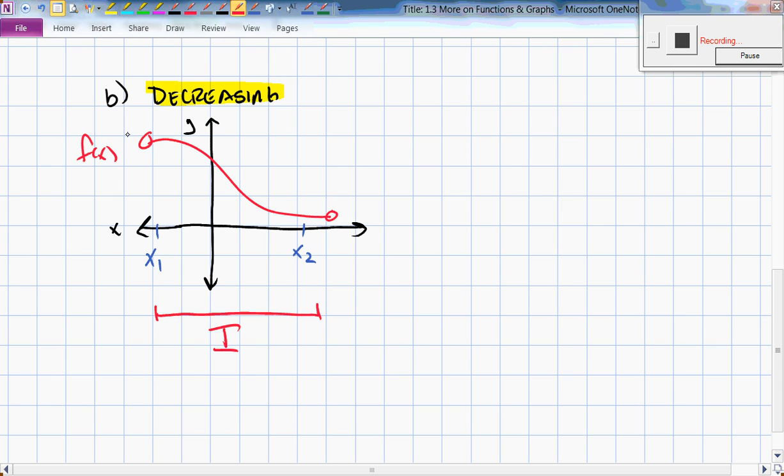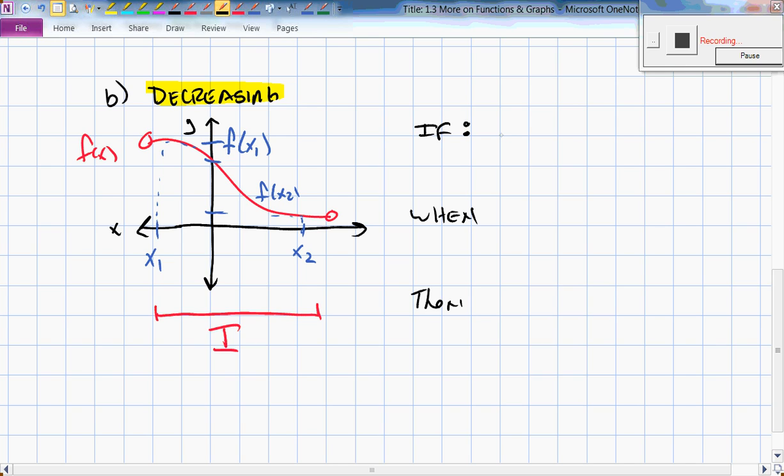There's my function f of x. So I have inputs of x1, I have outputs f of x1, and I have an output f of x2, right there and right there. All right, so same setup: if, when, and then.